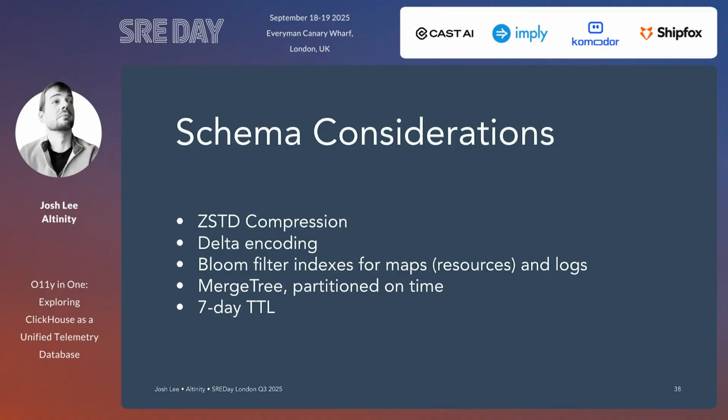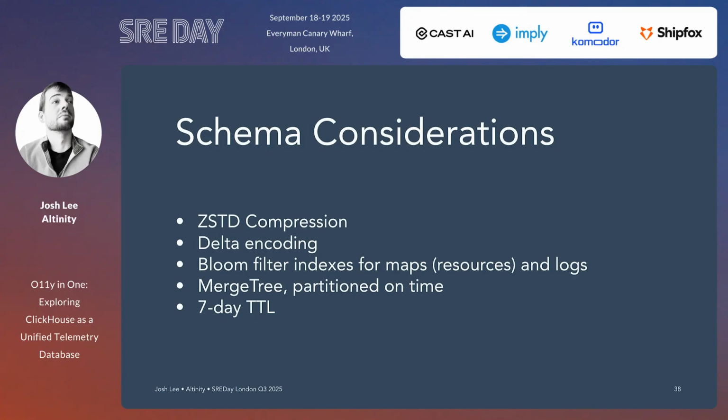Okay, so schema considerations. All of these tools are using ClickHouse, right? What are some of the things that they're doing under the hood to keep it optimized? This is common across all of the tools that I've looked at. We're using standard compression, Z-standard compression. We're using that delta encoding, which Dale demonstrated perfectly. We're using Bloom filter indexes for the maps, which is especially that resource column, and also for logs. Maybe in the future this will get replaced with the new awesome JSON column type.